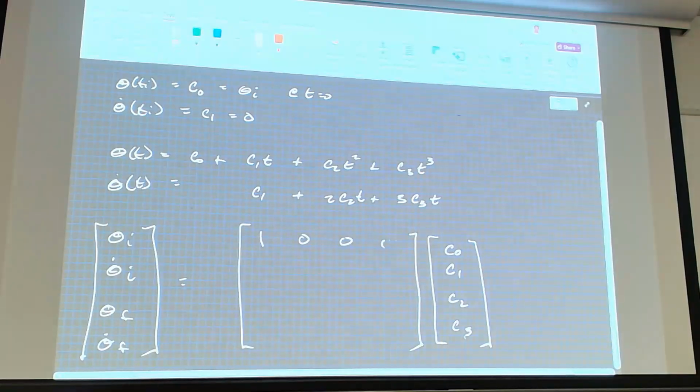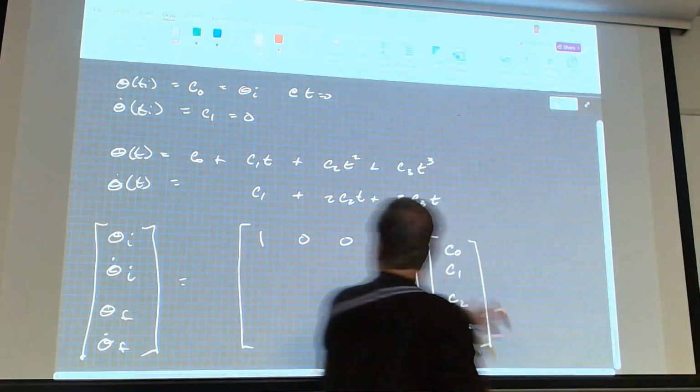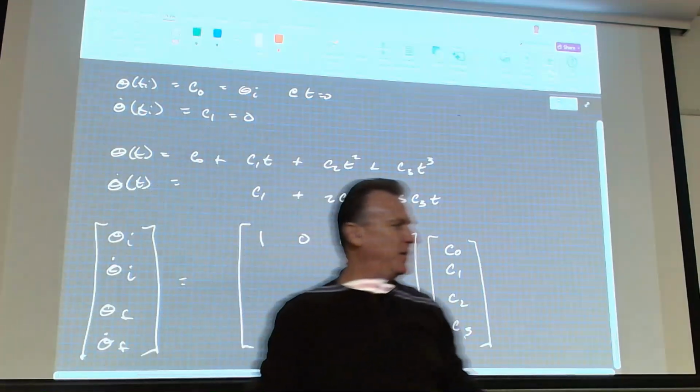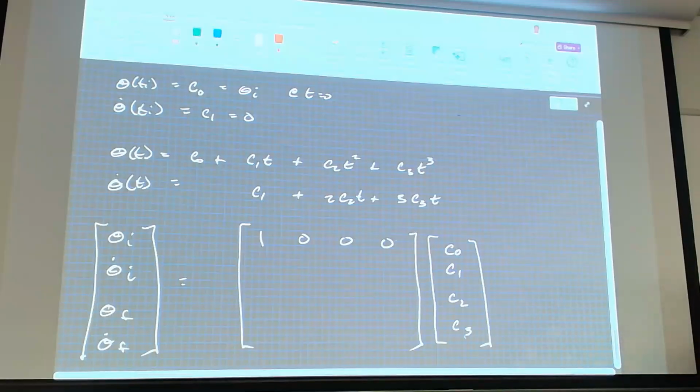0, 0, 0. Okay. Theta dot I equals C1. I should say equals, not add. But it's still C1, right? So I have 0 C0s. I have 1 C1. Do I have any C2s? Do I have any C3s? No. Again, this is at time equals 0.